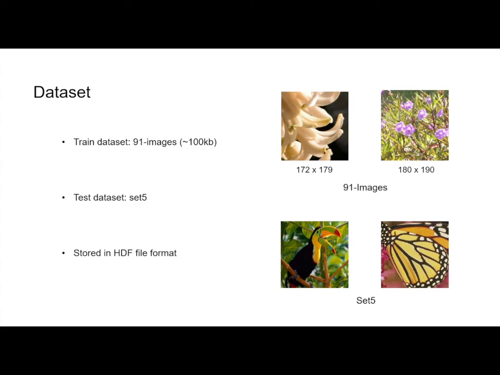On the selection of dataset, because we want to make some improvements based on SRCNN in order to compare the experimental results, our dataset is the same as SRCNN, 91 images as the train dataset and Set5 as the test dataset, and stored in HDF file format.